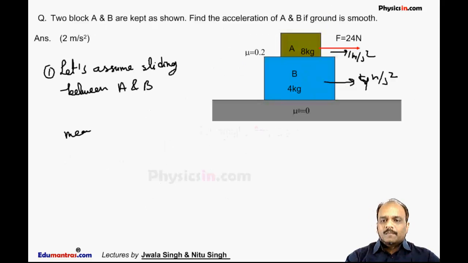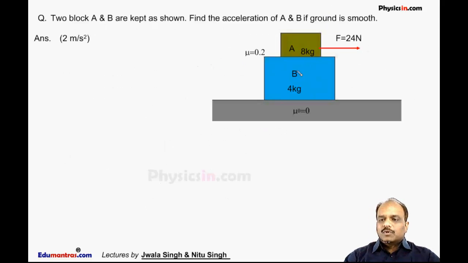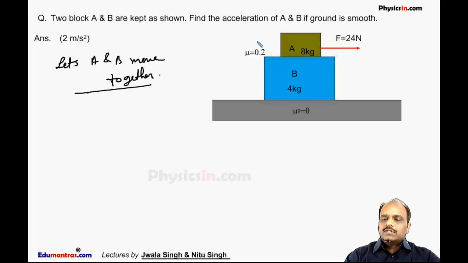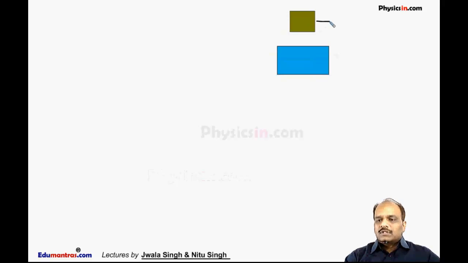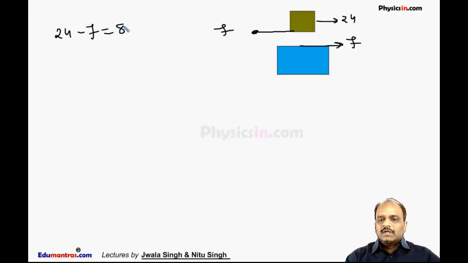So we will solve it again. Now we know the 4 kg and 8 kg blocks will move together. When the 8 kg and 4 kg blocks are moving together, the friction force acting between them is static in nature. So in that case the force here is 24 Newton. Let the friction here be F and this friction is also F. So we can say 24 minus F is equal to 8a.